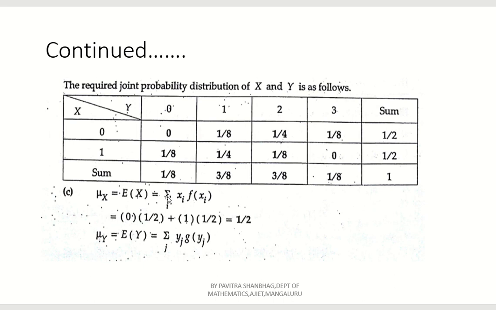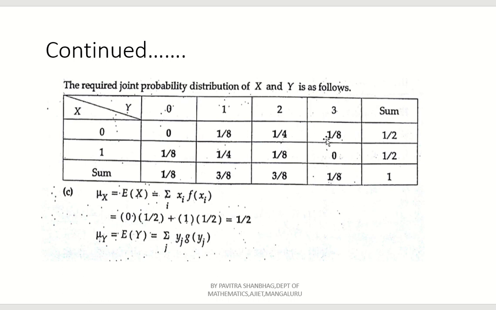So 0 plus 1 by 8 is 1 by 8. 1 by 8 plus 1 by 4, take LCM, 8 is the LCM, 2 plus 1, that is 3, so 3 by 8. Now again 1 by 4 plus 1 by 8 is 3 by 8. 1 by 8 plus 0 is 1 by 8. So these are the marginal distribution of y.